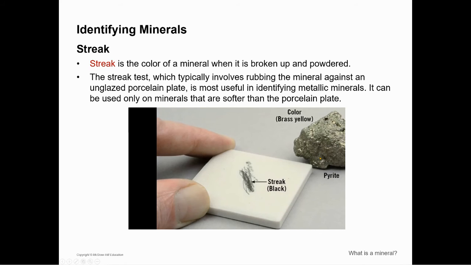But you can see here's a piece of pyrite. It is a brassy yellow color. It's fool's gold. And when we streak it, even though to our eyes it looks that brassy, goldy color, when it's in powder form, its actual color is black. It's a trick of the light. Okay, a trick of the light.